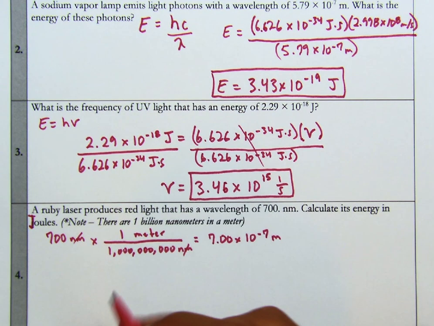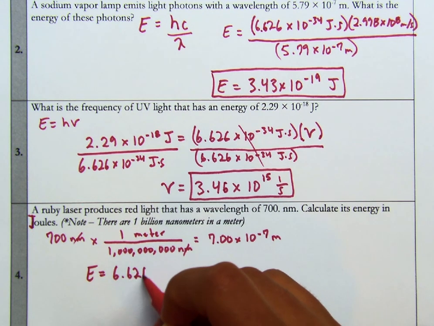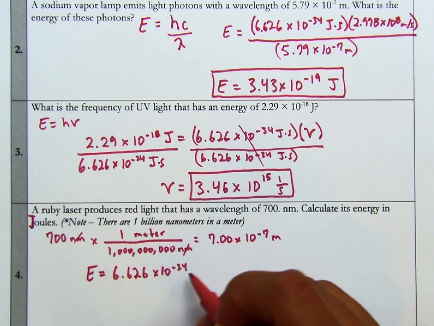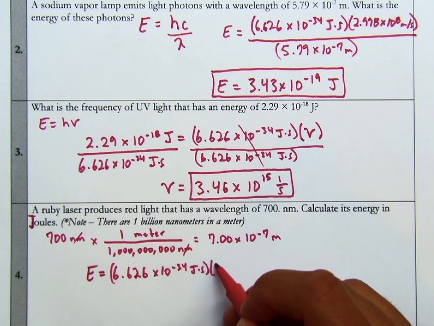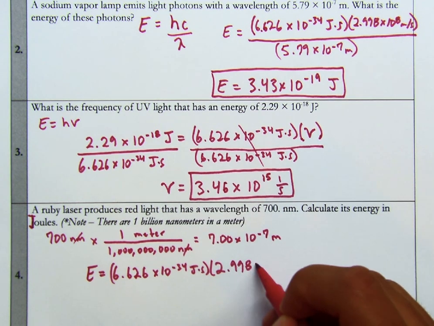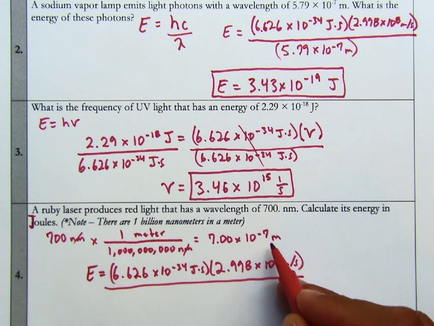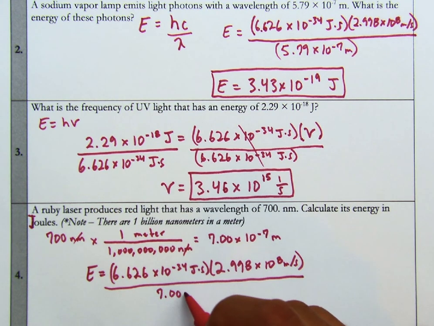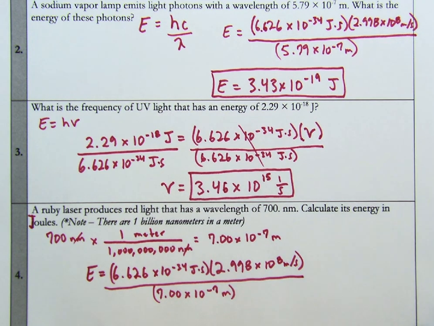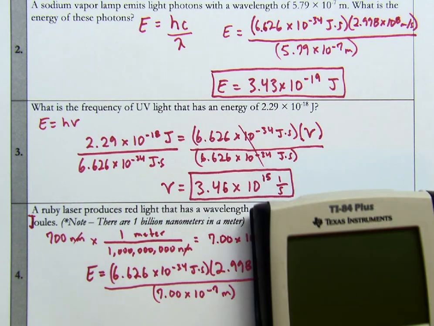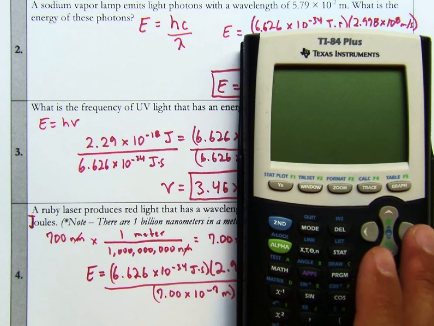Okay, we are going to solve for E when we know Planck's constant, 6.626 times 10 to the negative 34 joule seconds. And that's going to get multiplied by c, which is the speed of light, 2.998 times 10 to the 8 meters per second. And that's going to get divided by our wavelength in meters, which is 7.00 times 10 to the negative 7 meters. So we're going to plug all that into the calculator, and we'll write down what the calculator gives us. I want to put it up here so you can hopefully see what gets typed in.